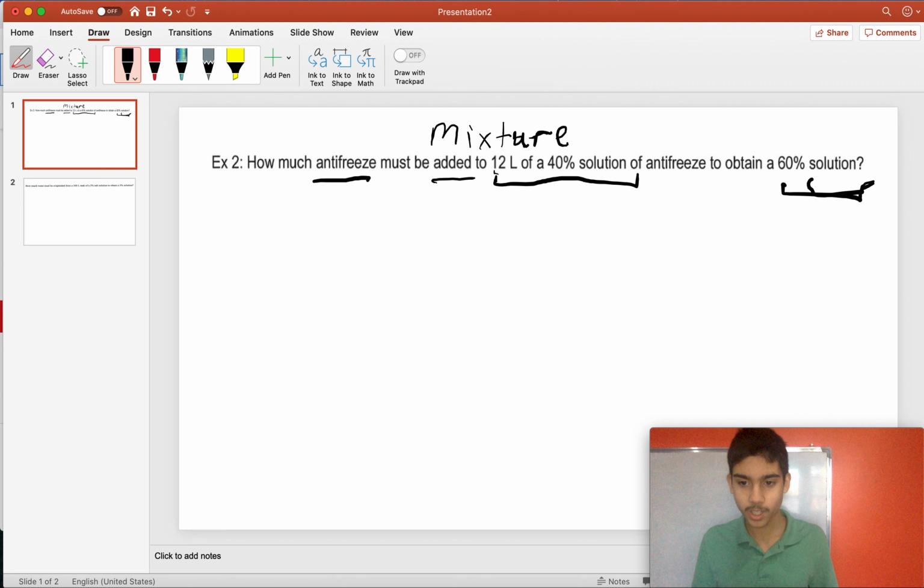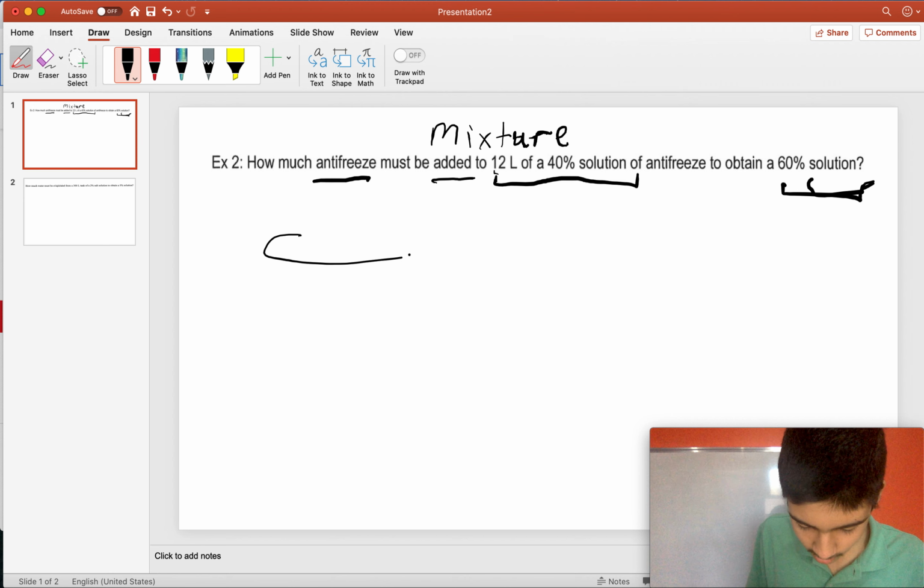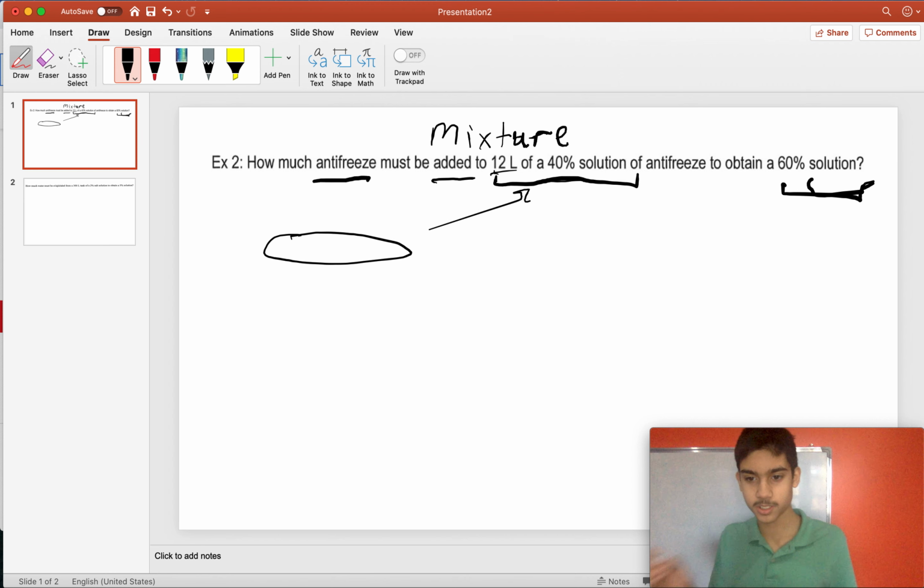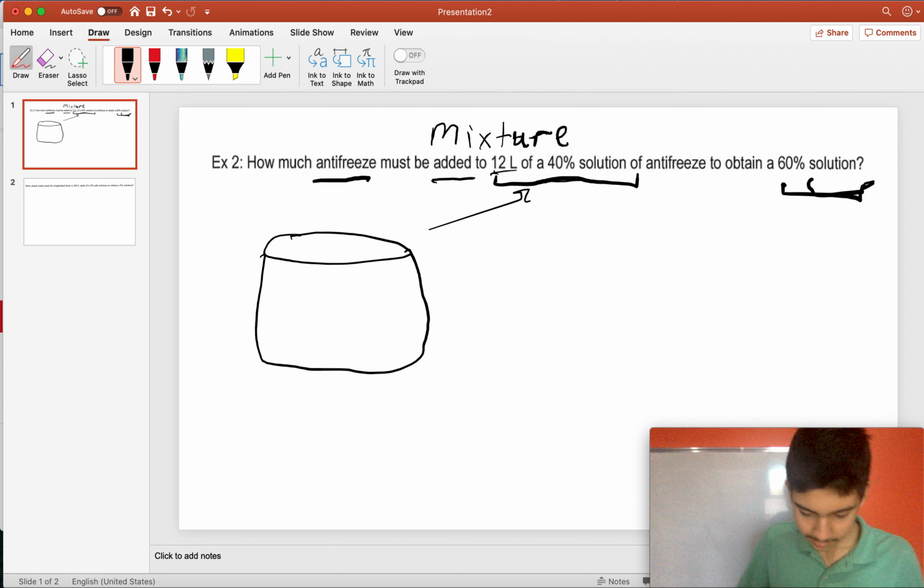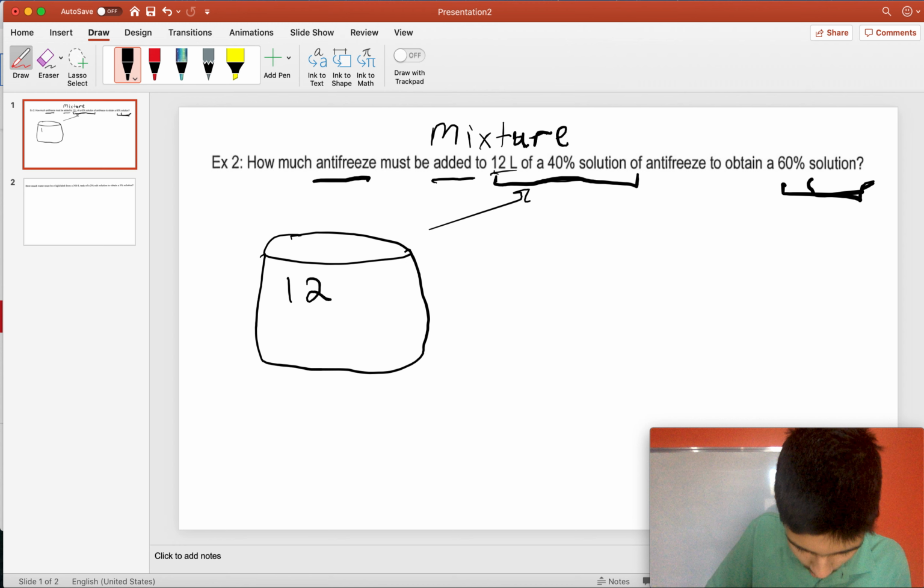And so what I like to do is I just like to make a diagram right away. So we have our thing they told us right here. They told us 12 liters of a 40% solution. So I'm just going to make a container, and it's going to have 12 liters inside.